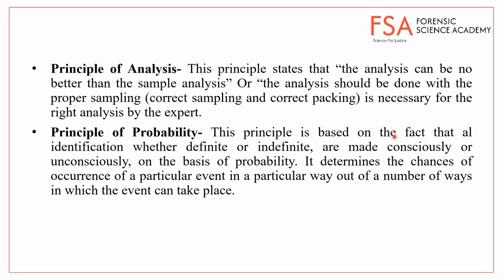This principle is based on the fact that identifications, whether definite or indefinite, are made consciously or unconsciously on the basis of probability. So it determines the chances of occurrence of a particular event. An event can occur in various ways. Out of that number of ways, we have to take a probability: if it would have been done in such a way, what would have been the outcome?